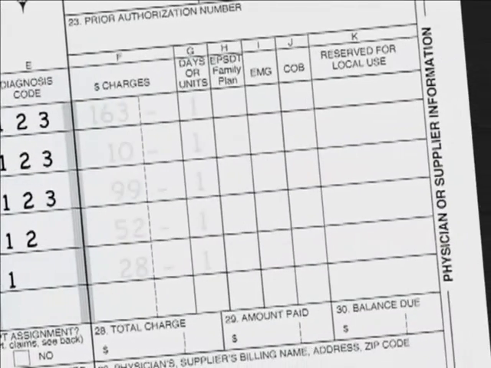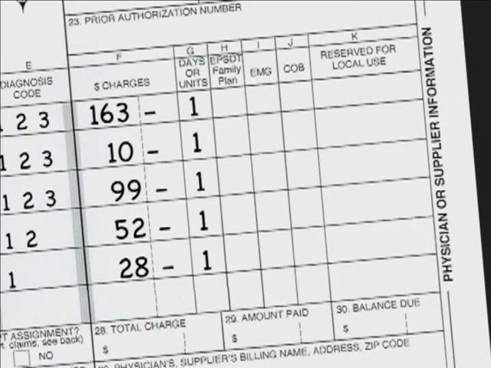Enter charges in column F. Do not enter the decimal because it is represented on the claim by the broken vertical line. Enter the number of days or units for the procedure service provided in column G. For Medicaid patients only, if the patient was seen under the ESPDT family plan, enter an X in column H.